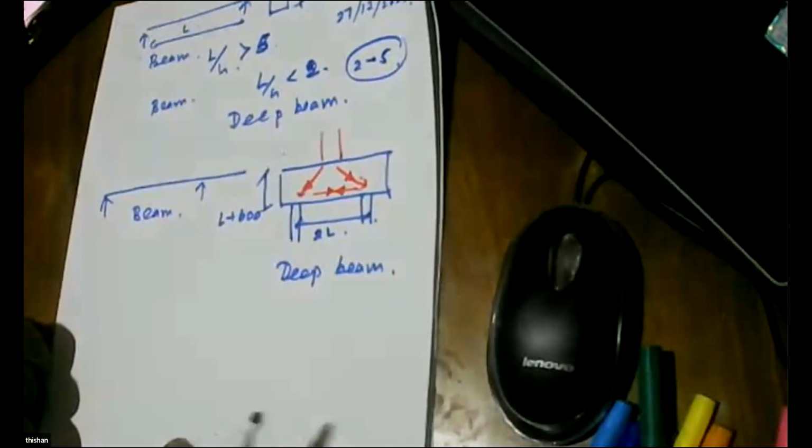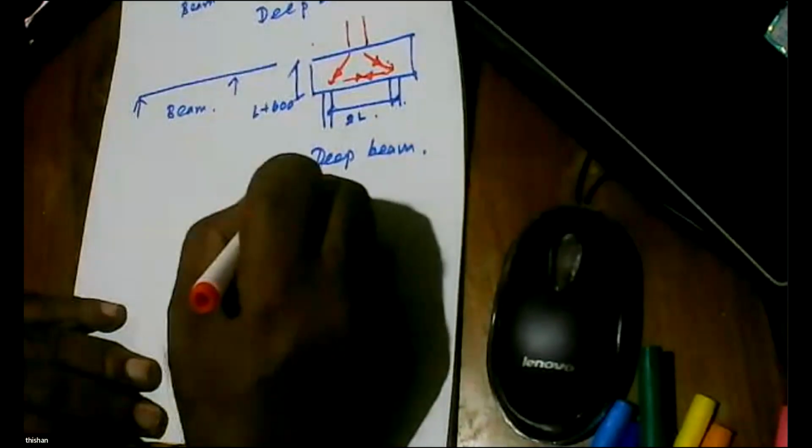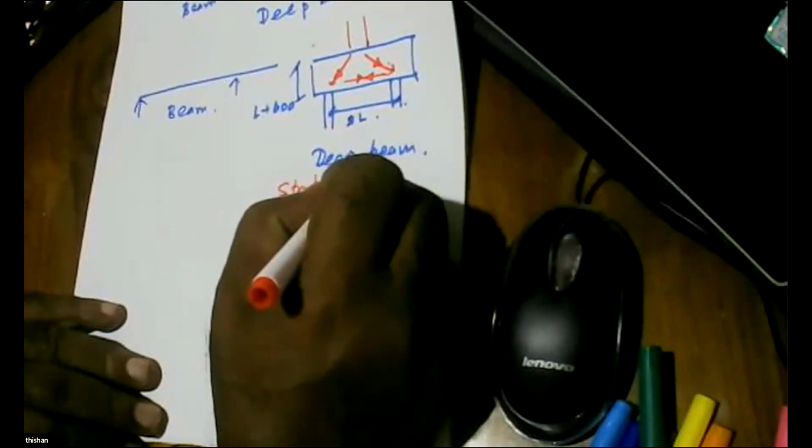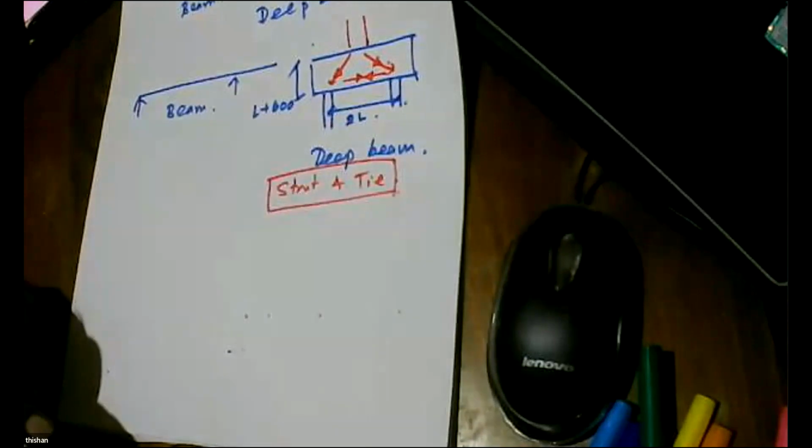Because here what happens is the load comes here, load goes this way. So to keep the equilibrium, this will go into tension. Right? So we call it a deep beam. And what is applicable is strut and tie. So design has to be based on strut and tie. If you are interested, I have already shared it.